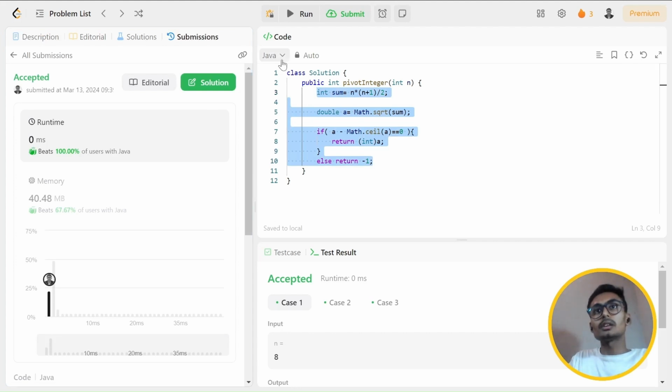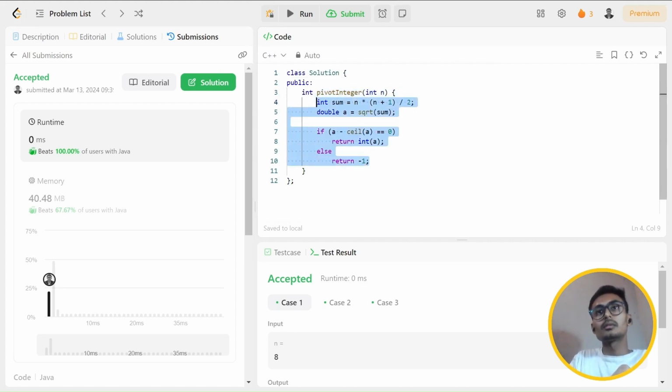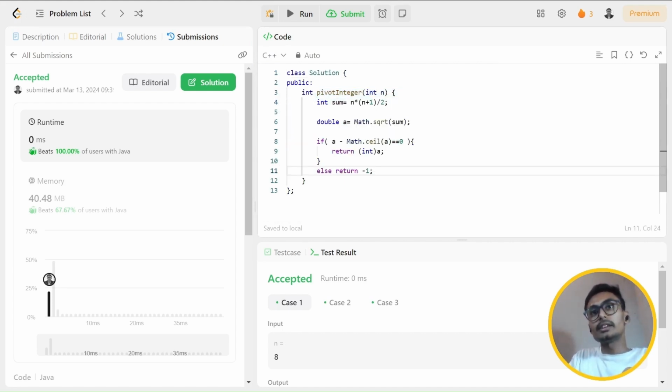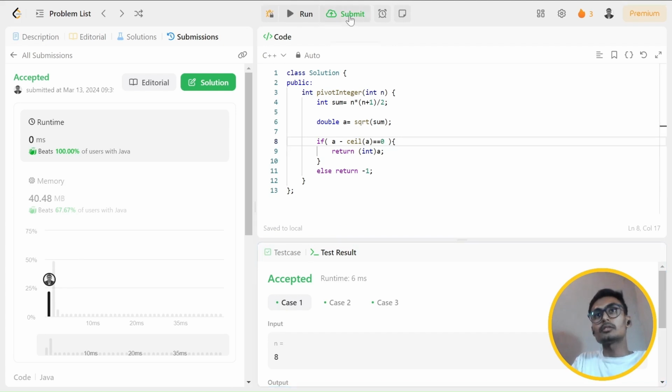Now let's quickly code it in C++ also. Let's quickly copy the code. Int sum, and this is the same. Here it is sqrt only, and here it is ceil only. This is good. Let's run it. It is working fine.